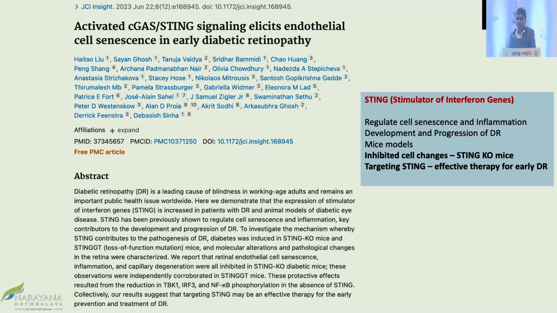STING, this is a newer paper that we published. STING is a stimulator of interferon genes. It regulates cell senescence and inflammation, and it's extremely important for the development and progression of DR. And in mice models, we have seen that targeting STING could be an effective treatment strategy for early DR.